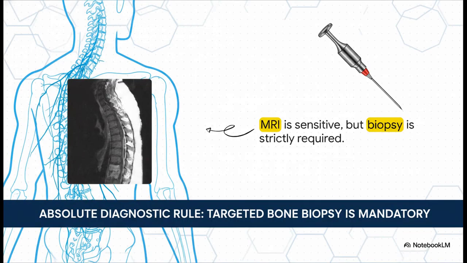Advanced imaging, like an MRI, is fantastic. It's highly sensitive for detecting marrow edema early on. But the diagnostic rule remains absolute. You must perform a targeted bone biopsy to definitively isolate the pathogen before you commit a patient to a prolonged, multi-week course of systemic antibiotics.